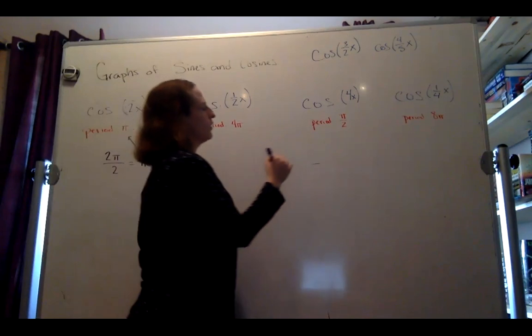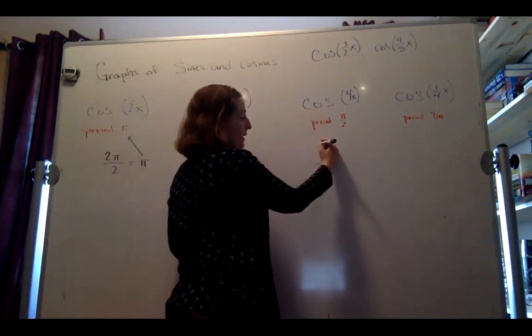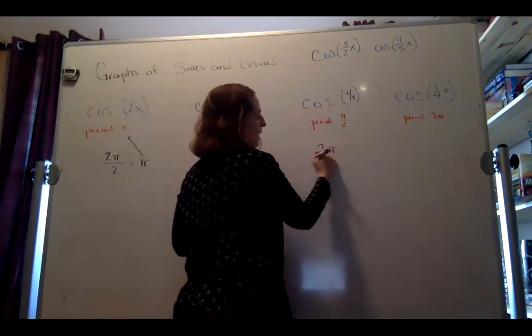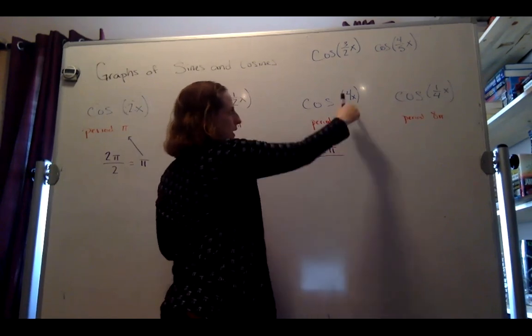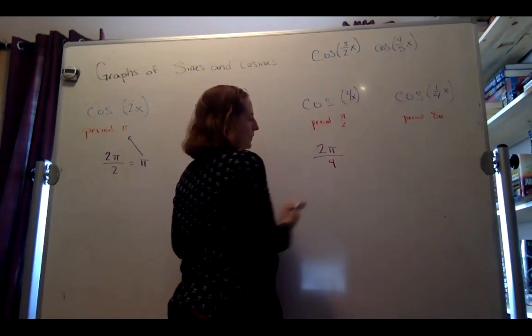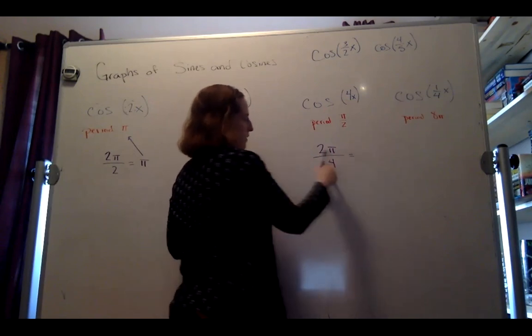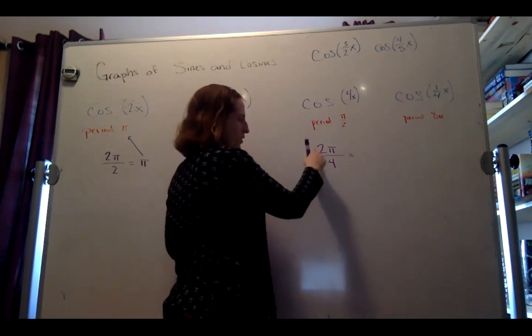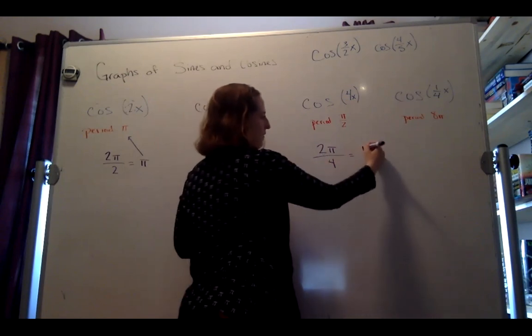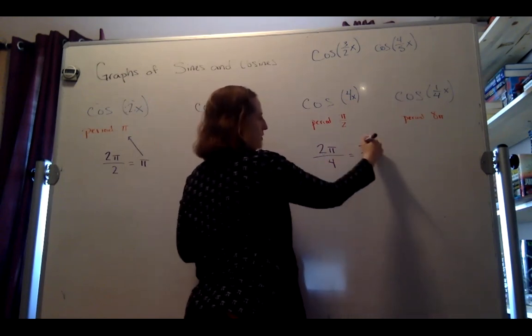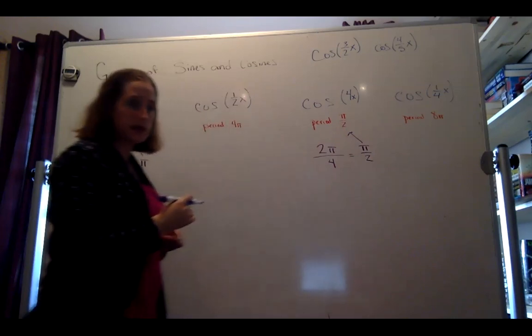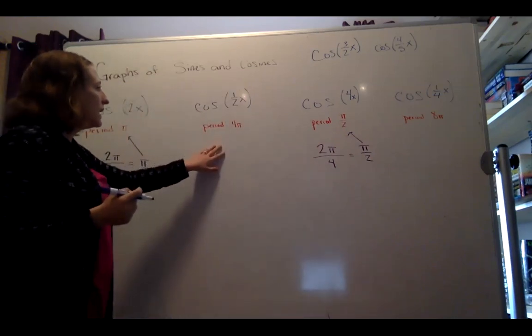That will also work over here. Our original period of cosine was 2 pi. We are horizontally shrinking this by a factor of 4, so we're shrinking our period by a factor of 4. So dividing 2 pi by 4, 2 over 4 is 1/2, which reduces to pi over 2, exactly the period that we saw.